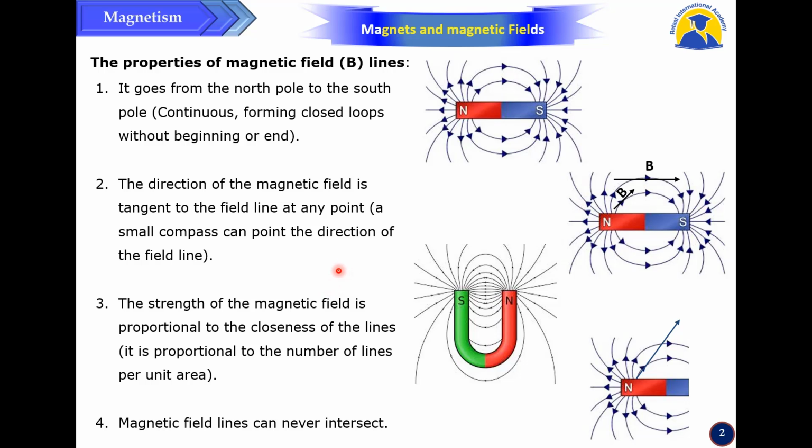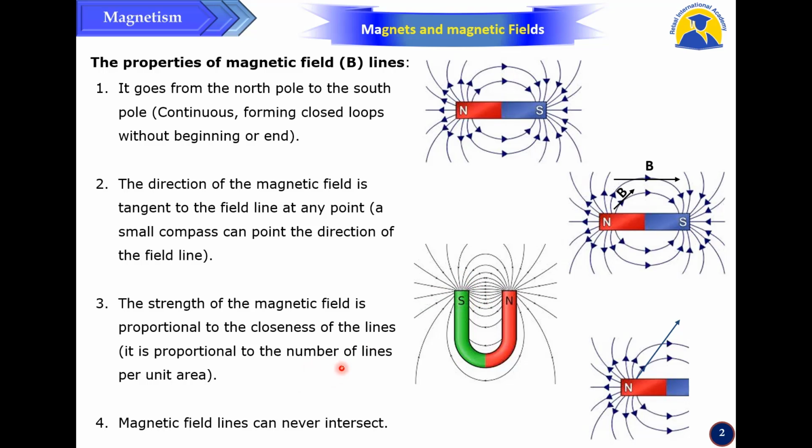The third property is that the strength of the magnetic field is proportional to the closeness of the lines. So when we have more dense lines, this means we have higher magnetic field strength. So between the two poles, we have a higher magnetic field than outside.